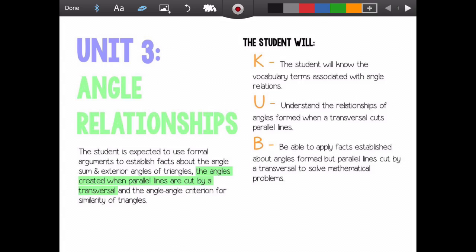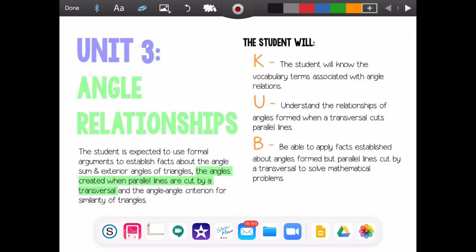All right, so what I've highlighted is what we're actually going to focus on today, which is the angles created when parallel lines are cut by a transversal. We're going to go over a lot of vocabulary today, so that we can understand the relationships better for tomorrow.